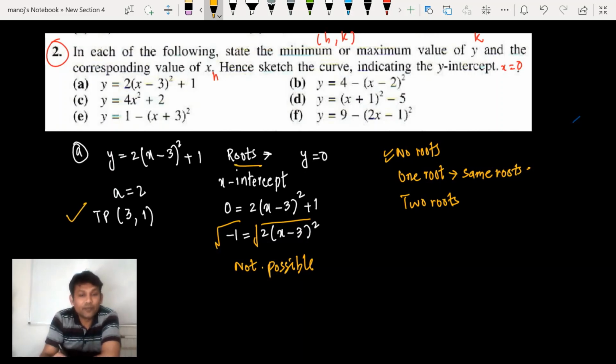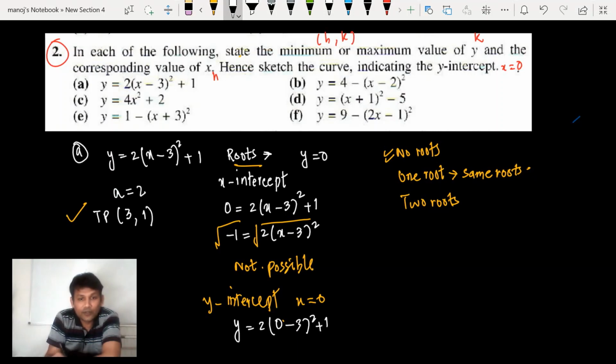But step number 1, turning point. Step number 2, roots. Step number 3, the y-intercept. The y-intercept means x equals 0. Okay, when x is equal to 0, we write x is equal to 0, so y equals 2 times (0 minus 3) whole square plus 1. 3 square is 9, times 2 is 18, plus 1 is 19. So (0, 19).